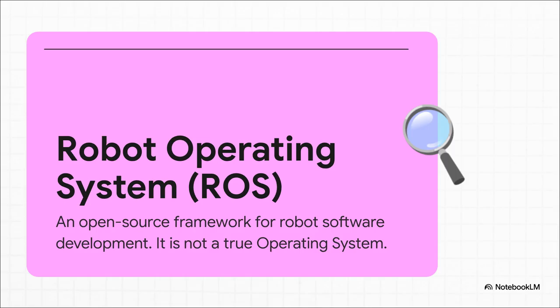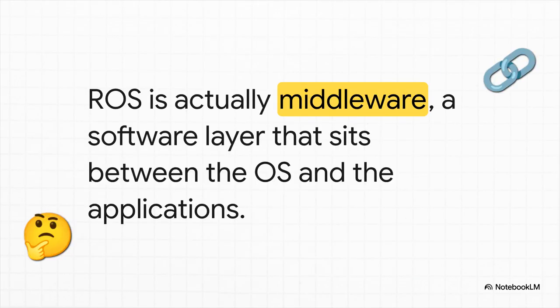Instead, it's what we call an open source framework. Think of it as a giant toolbox or a set of rules and helpers specifically designed to make building robot software way, way easier. So if it's not an OS, what is it? Well, the technical term is middleware. And what that really means is it's like a special layer of software that sits between the robot's actual operating system and all the different programs running on it. Its main job is to help all those different parts talk to each other without any drama.